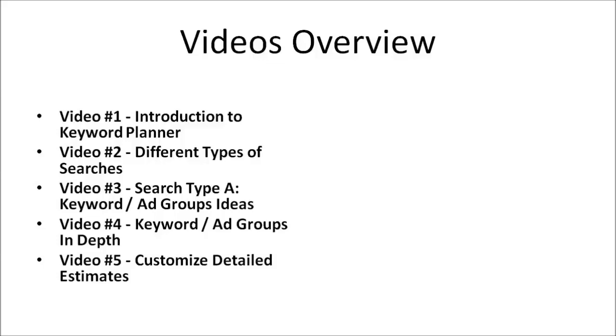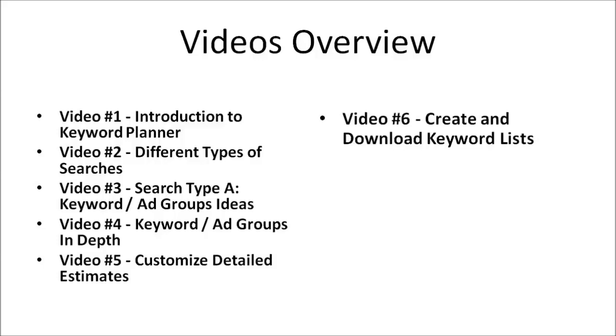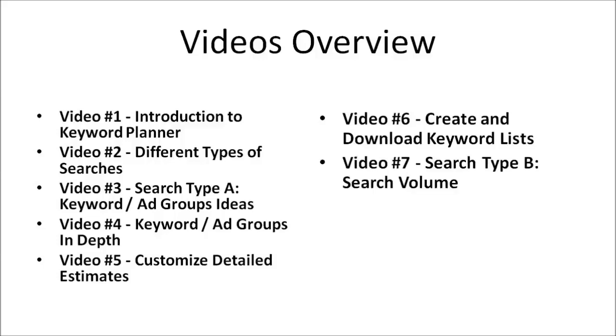Because if advertisers are bidding on specific keywords and you're trying to rank on them organically, meaning with videos and articles and things like that, then you're going to get a good idea how profitable those areas are. And in video number 6, I'm going to show you how to create and download keyword lists, which is beneficial if you want to save the hard data to your hard drive, manipulate it, and use it for future uses. Video number 7, we're going to talk about search type B, which is going to be search volume.